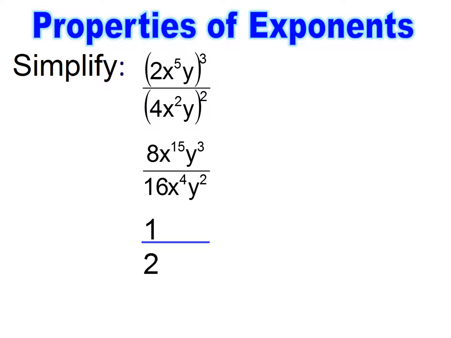That's going to reduce to 1/2. And then we have x to the 15th over x to the 4th. We're going to subtract, and it's going to stay up top. And then we have y to the 3rd over y squared. We're going to subtract, and it's going to stay up top. So our final answer, we get rid of the 1 because we don't need it because something's left up top. We get x to the 11th y all over 2.